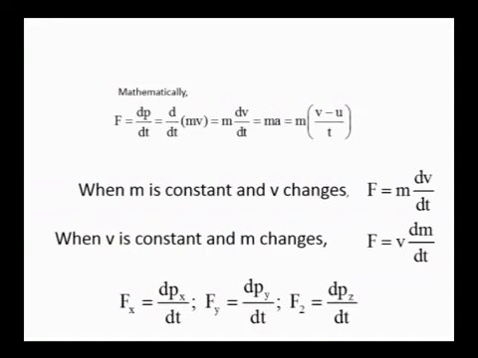So when m is constant, v changes, and when v is constant, m changes. In both cases you can have force. So force is proportional to mass, force is proportional to acceleration, and therefore force is equal to some proportionality constant times mass into acceleration. This proportionality constant is purposely made equal to unity so that we can explicitly use the definition of the SI unit of force as Newton.